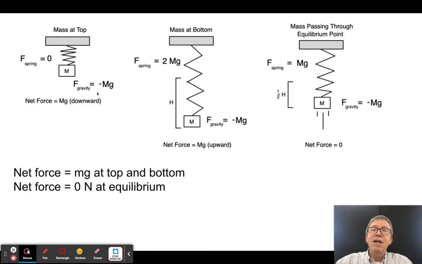So look at this. It was mg at the top, which gives me an acceleration of g. The net force was mg at the bottom, which gives me an acceleration of g. And at the middle, the net force is zero, so it's not accelerating as it passes through.